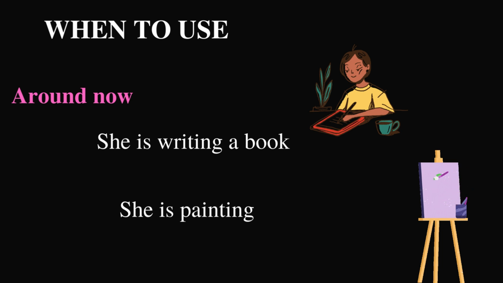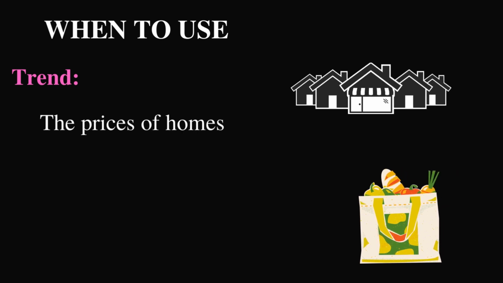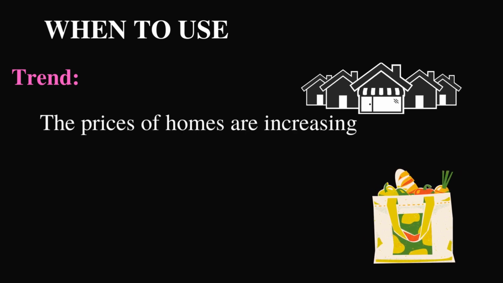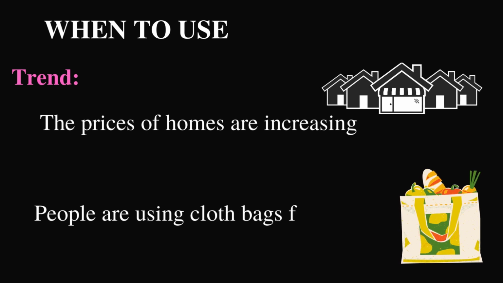So any action that is in progress is a continuous action, and we use present continuous tense to talk about it. We also use present continuous tense to talk about something that is a popular trend in the society. For example, the prices of homes are increasing, or people are using cloth bags for groceries.